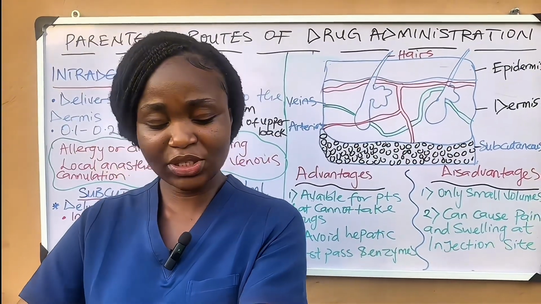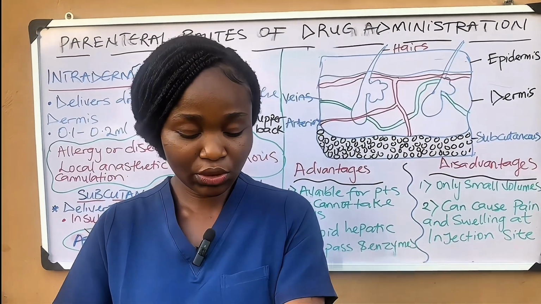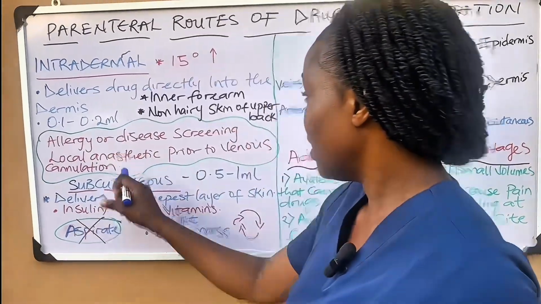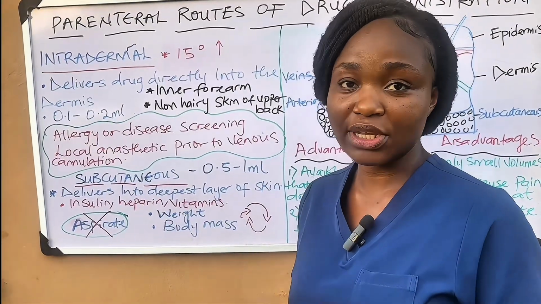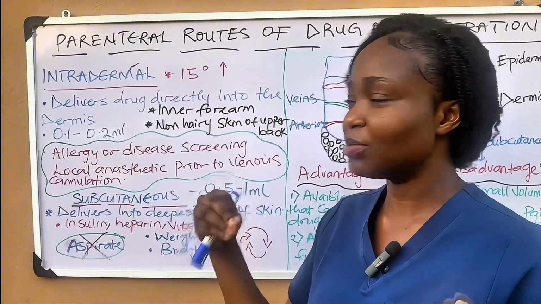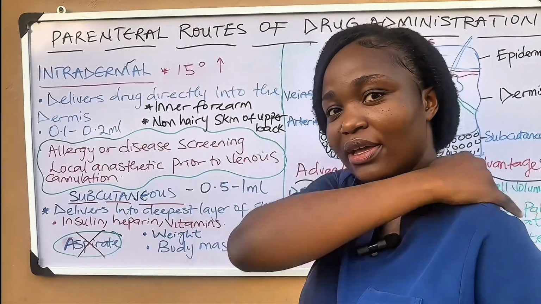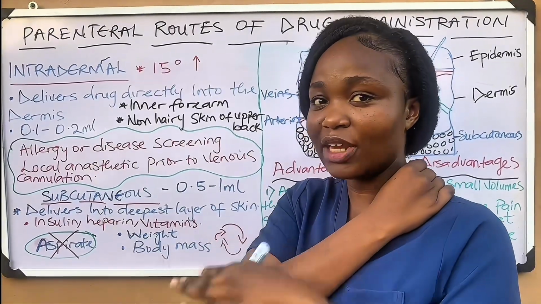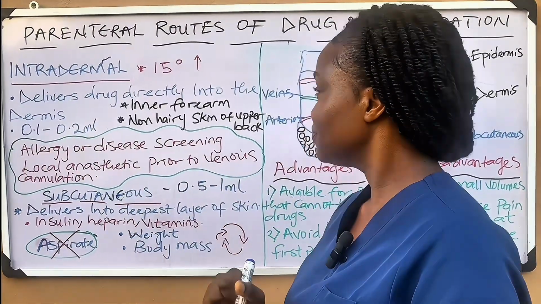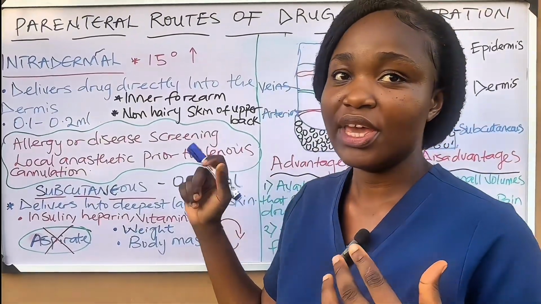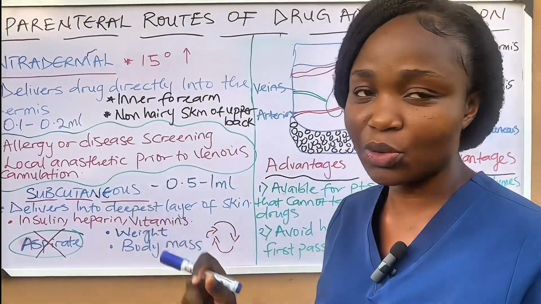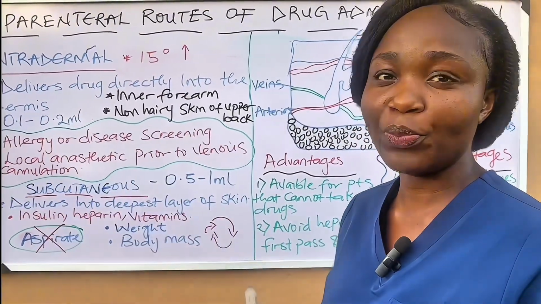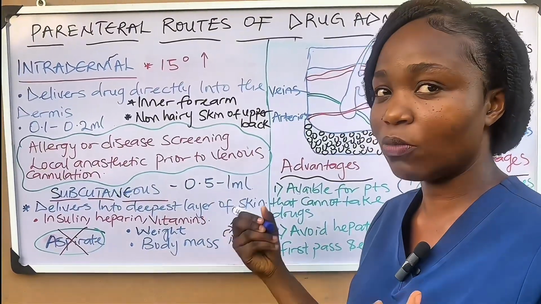Most of the time, the reasons why people give this drug is either to assess for disease or disease screening, or it can also be used for local anesthetic prior to venous cannulation. Apart from the inner forearm, it's also administered via the non-hairy skin of the upper back, and this depends on the specific kind of medications. Because of the presence of the blood vessels, it has greater absorption compared to the subcutaneous. So a lower amount of drug is going to be given intradermally compared to the subcutaneous route of drug administration.